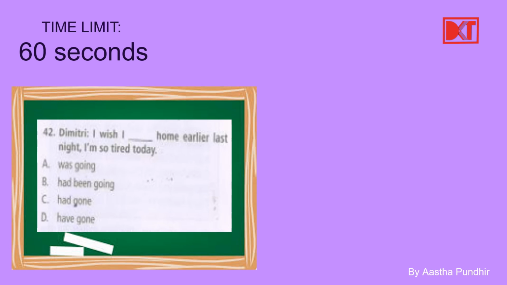Okay, here Dimitri says, "I wish I dashed home earlier last night. I'm so tired today." I wish I was going home, or I wish I had been going home, or I wish I had gone, or I wish I have gone. So here the correct answer is C, I wish I had gone. Okay, talking about an action which has been completed in the past perfect. Other options you see: A, this is past continuous; B, had been going, past perfect continuous; D, have gone, present perfect. Okay, the correct answer is C. I wish I had gone home earlier last night. I'm so tired today.